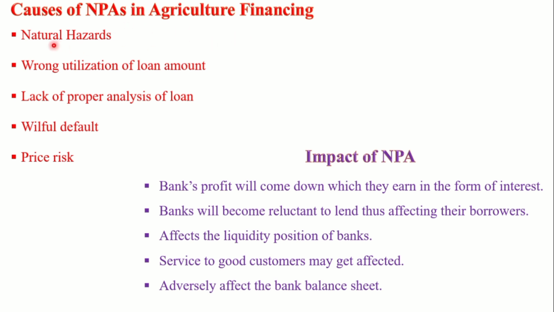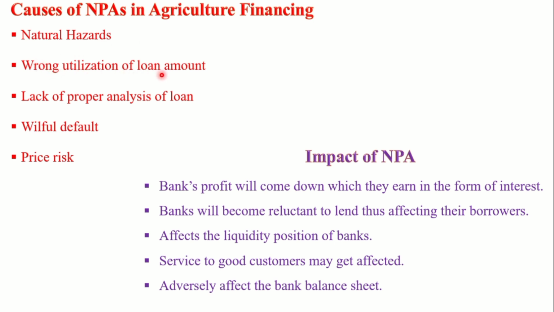One of the most important causes is natural hazards. Agriculture is dependent upon nature. There are different natural hazards, that is flood, landslide, drought, tsunami, wind, fire, which will affect agriculture income or agriculture productivity. That's why the farmers are not able to repay the loan in time.